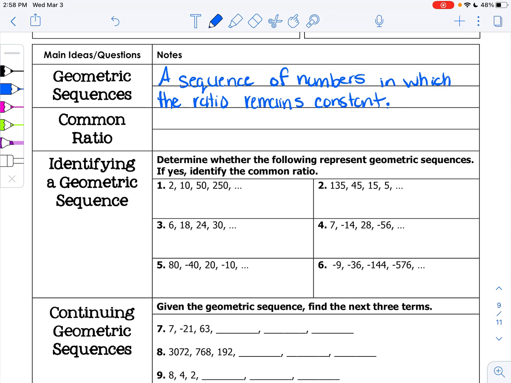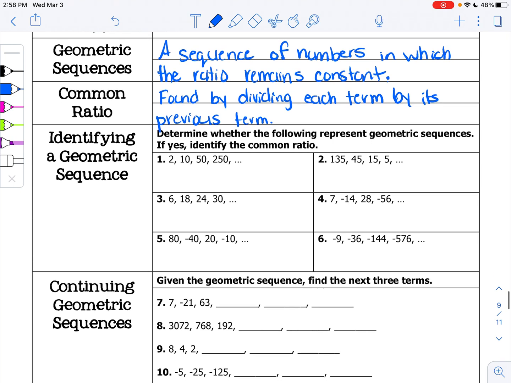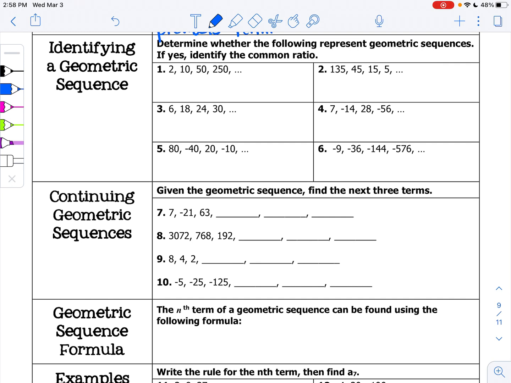Now, the constant ratio is found by dividing each term by its previous term. And that will tell you what that constant ratio is. And once you know that constant ratio, you're more able to finish the sequence. So the first thing we want to be able to do is to identify if a sequence is a geometric sequence or a different type of sequence.